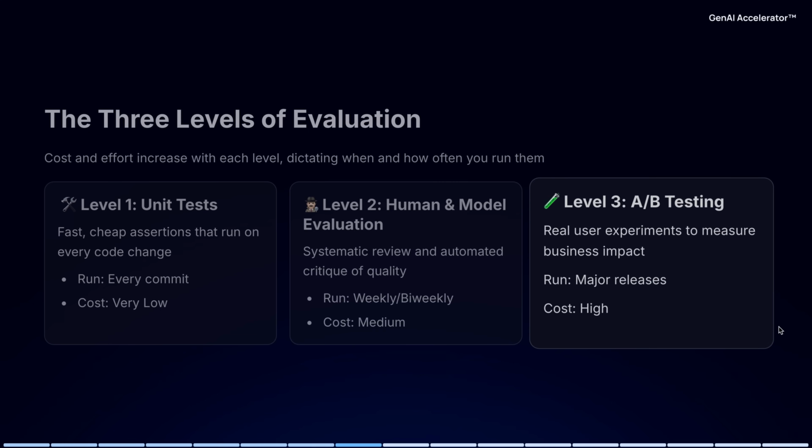And then when we get to level 3, we get into A/B testing. So this is where real users experiment to measure business impact. This is something that you want to run with major releases, or when you really want to set up proper experiments to, for example, compare 2 different system prompts. The cost for this is generally a lot higher because you ideally want to gather a lot of data and not just go off of a couple of vibe checks where you run a couple of examples and feel like, oh, I think option B is better.